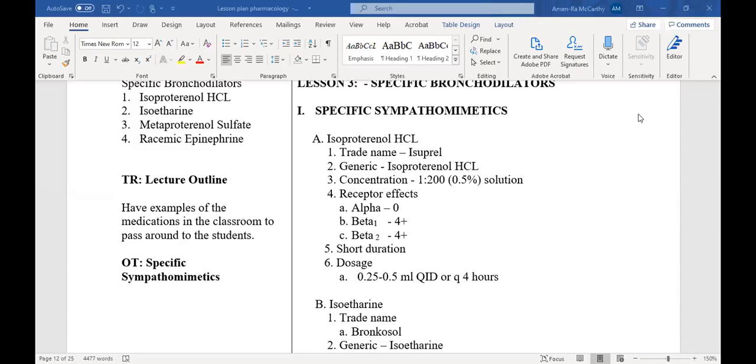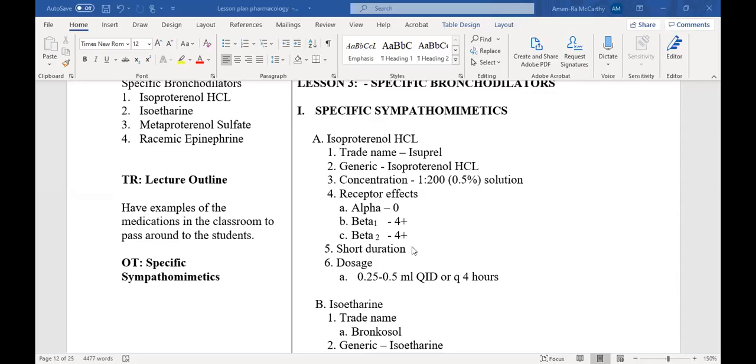So you have to be careful, because if somebody already has cardiac issues, you can't give them this one, because that's going to cause them a problem. It could cause a heart attack, stroke, anything. Blood pressure, all that kind of stuff's going up. That's why we don't usually give Isuprel anymore. This is an old drug, but it's still out there.